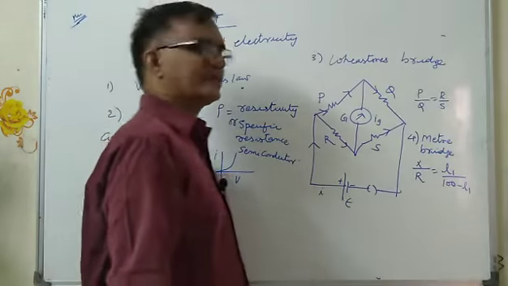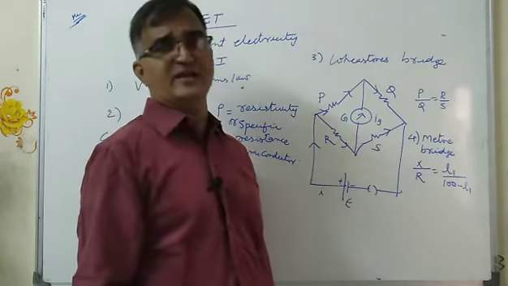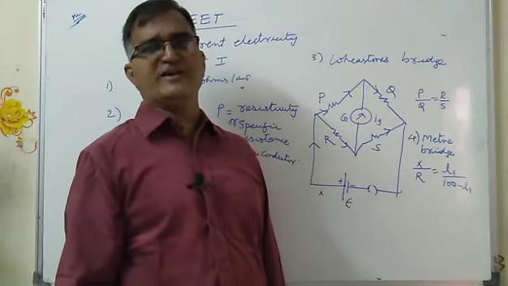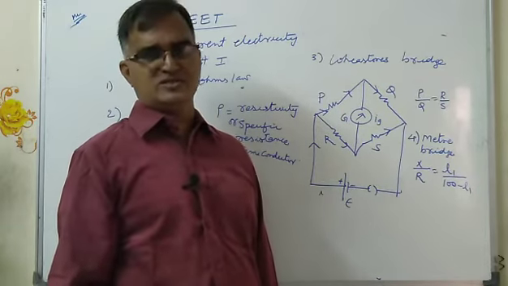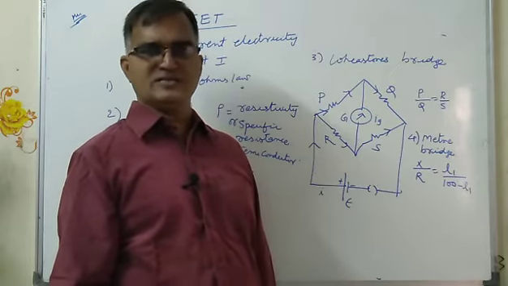Next, in current electricity we will be using Kirchhoff's laws, first law and second law. The first is that the algebraic sum of currents meeting at a junction is equal to 0. The second is that the algebraic sum of potentials in a closed circuit is 0.